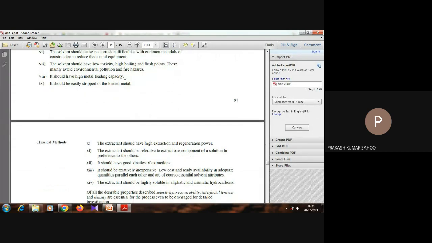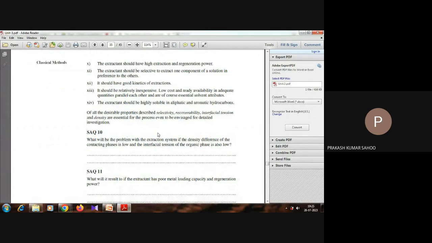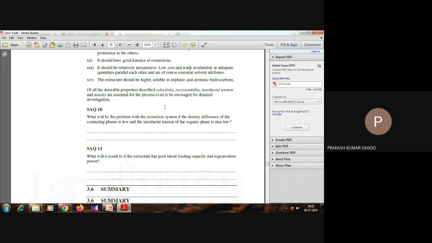It should have high metal loading capacity. It should be easily stripped of the loaded metal. The extractant should have high extraction and regeneration power. The extractant should be selective to extract one component of the solution. It should have good kinetics of extraction. It should be relatively inexpensive, that is, economic. The extractant should be highly soluble in aliphatic and aromatic hydrocarbons.